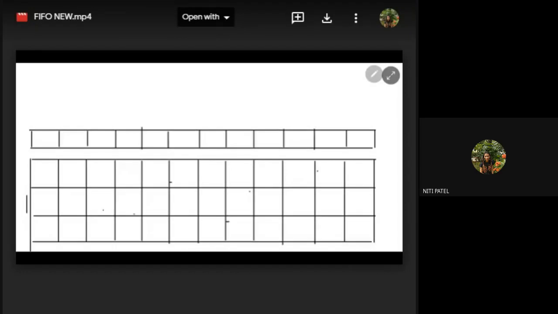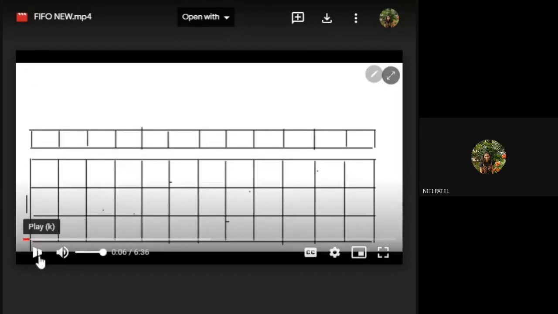So let us start with the first page replacement algorithm. Is it audible? Yes, ma'am.